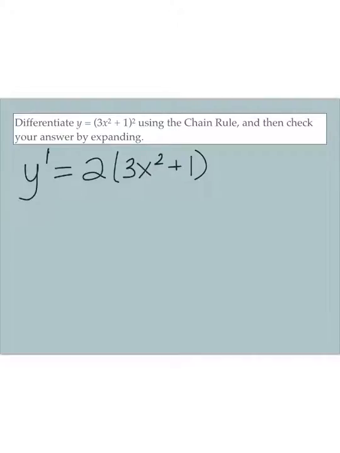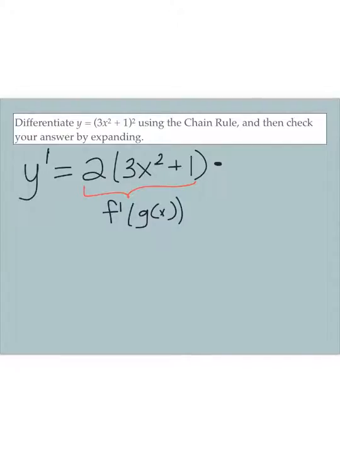So that portion of it is the f prime of g. That's f prime of g, because I've taken the derivative of the outside, but I've left the inside the same. Then I multiply that by the derivative of the inside part, so the 3x squared plus 1.